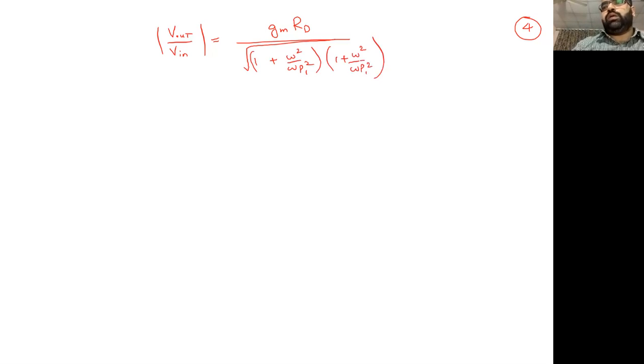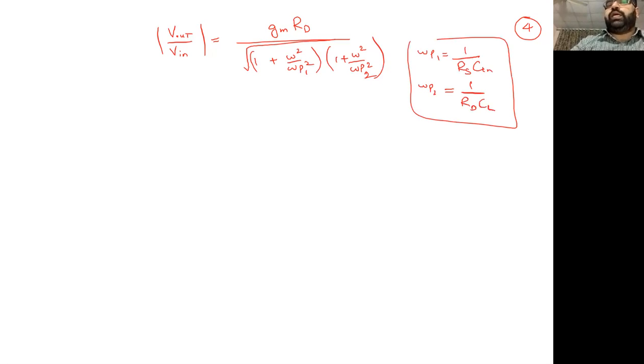So again, what is this? omega P1 is equal to 1 over RS Cin, and omega P2 is equal to 1 over RD CL. Okay? So you can just plug in these values and figure it out. So the rule of thumb to find the poles, what we need to do, that's important.